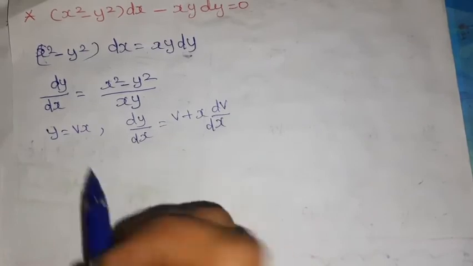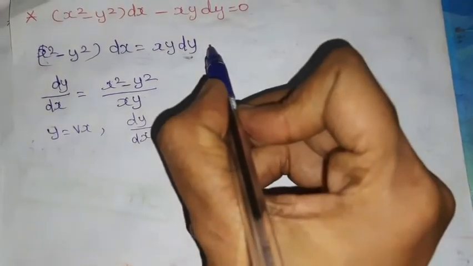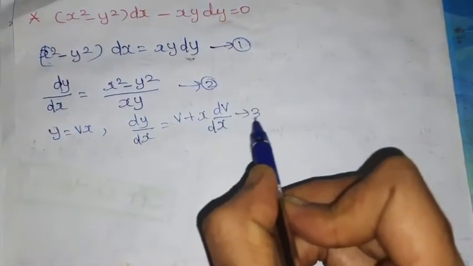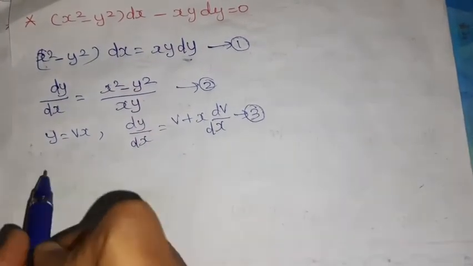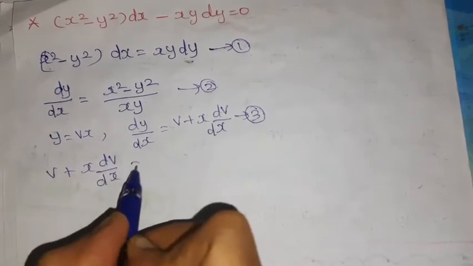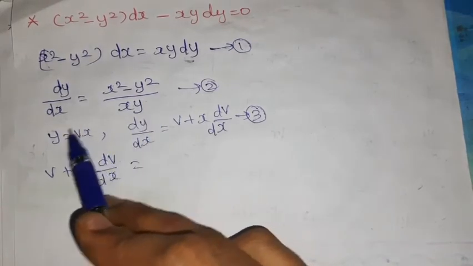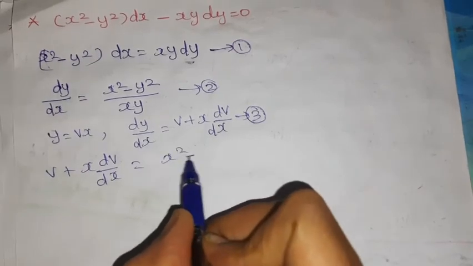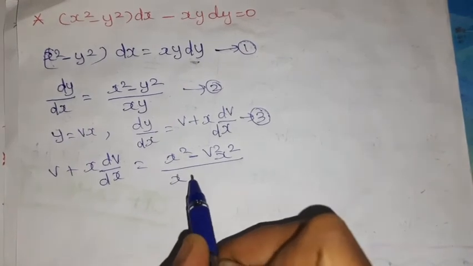Then substitute in this formula in place of dy by dx. Let this be 1, this 2 and this 3. Then by comparing 2 and 3, what will we get? v plus x dv by dx equal to x squared minus y squared divided by xy. So in place of y, substitute vx. So x squared minus v squared x squared divided by x into vx.